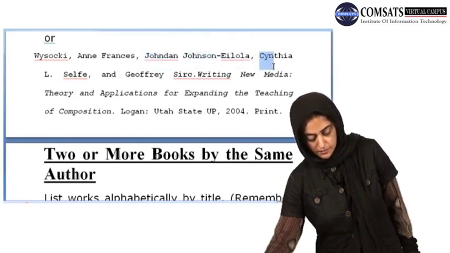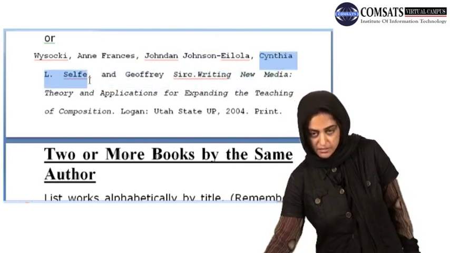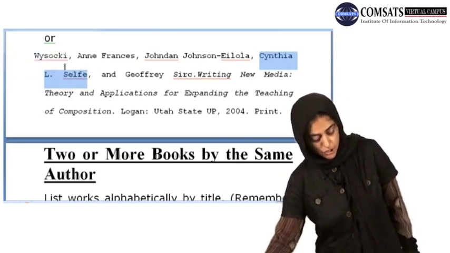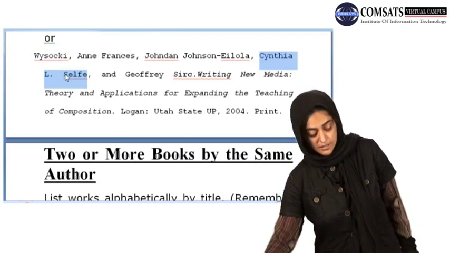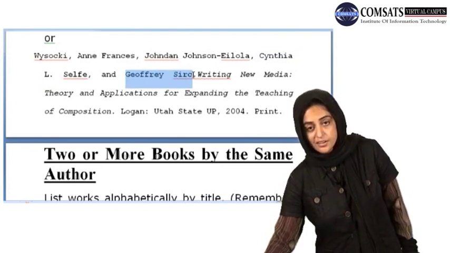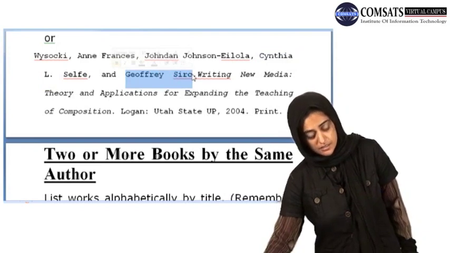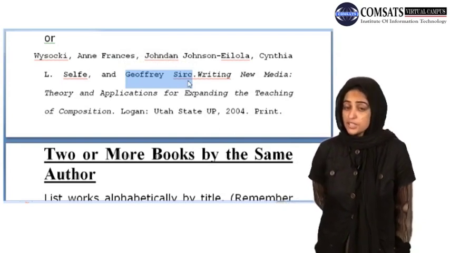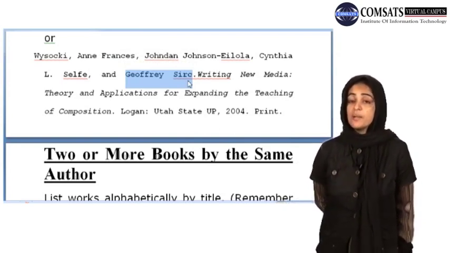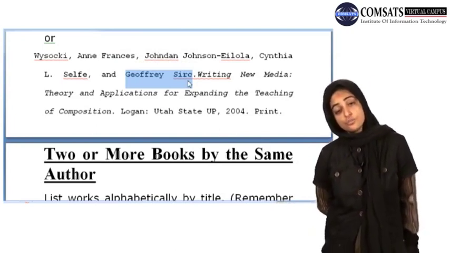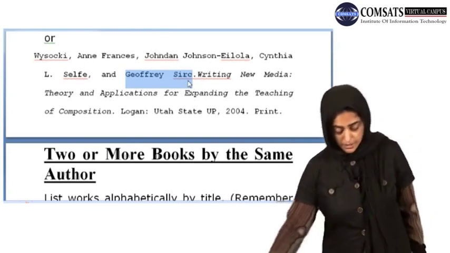Then Cynthia L. Self. Cynthia is as such the first name of the author, L is the middle abbreviation used, and Self is the last name. Then Geoffrey Sirk. Geoffrey is the first name and Sirk is the last name. Just to show you that when you are creating the reference for more than one author, you only follow the last name, first name format for the first author. For all the other authors, first name, last name format is used through MLA referencing style.